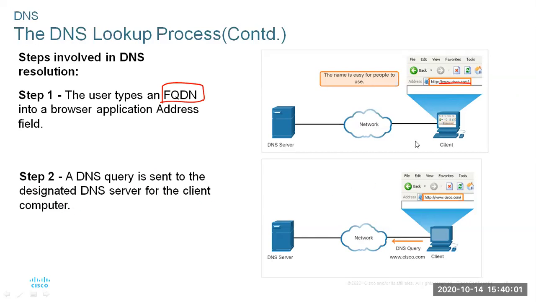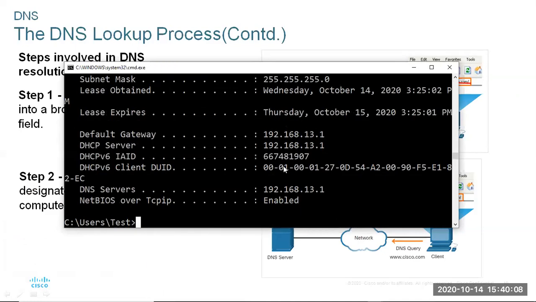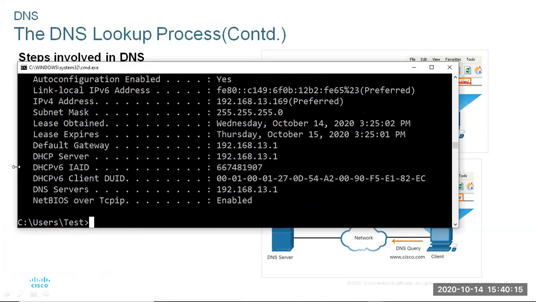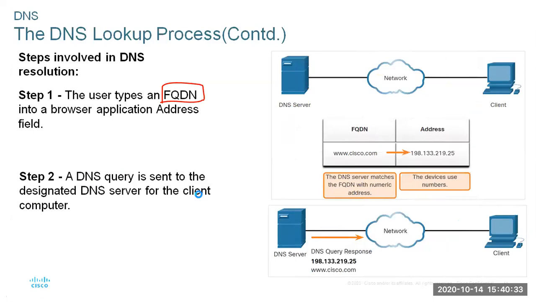Now, look at this, for instance. If I come to my Windows and I say ipconfig /all, you see this is my DNS server, the DNS server that is handling my queries. Look at it here: 192.168.13.1. That is where the query will first of all be sent, to the DNS server for the client computer. So the client computer has its DNS server, and it will send the query there.